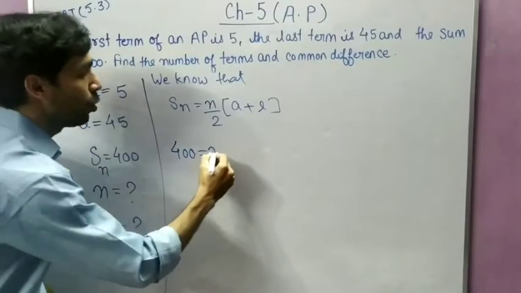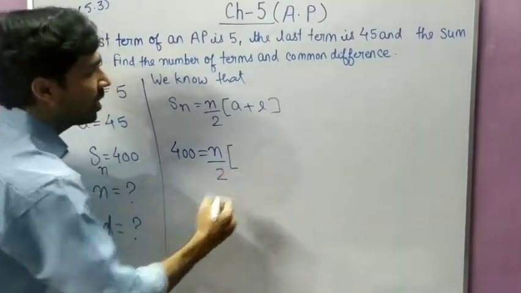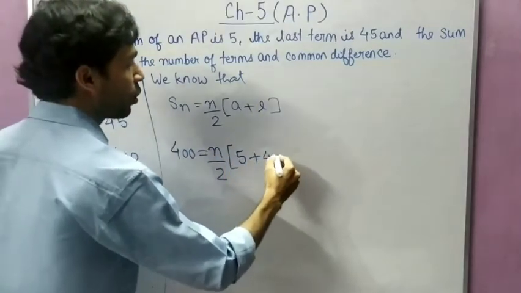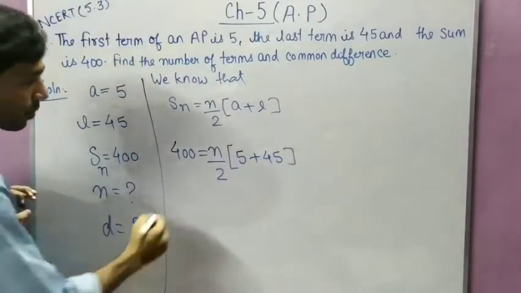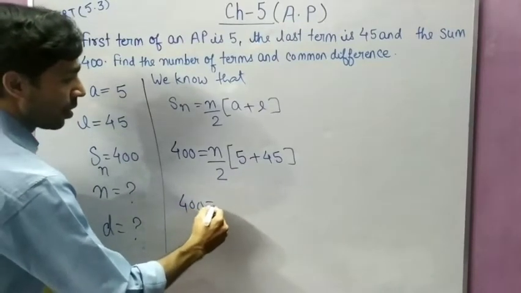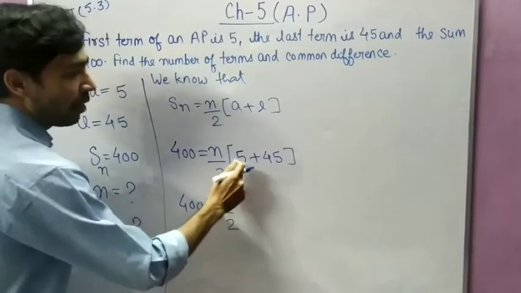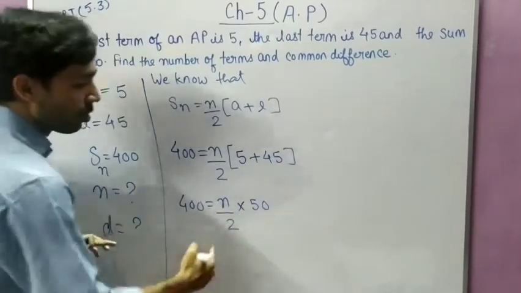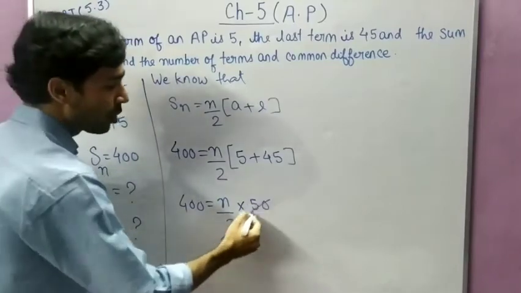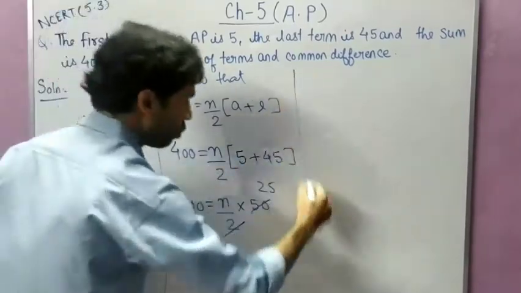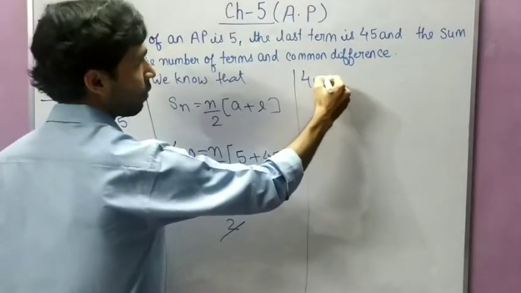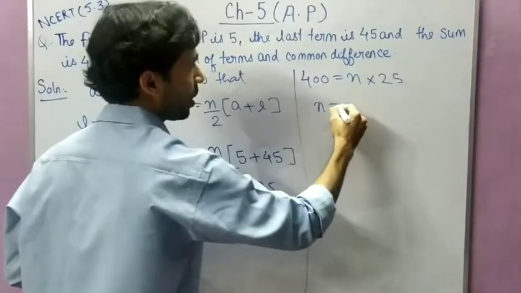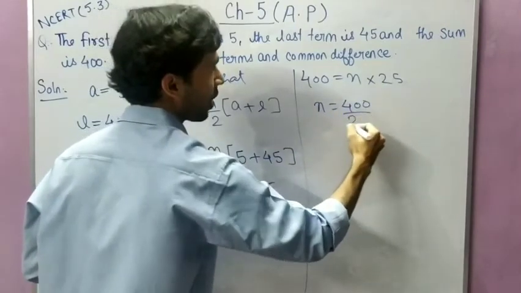Okay, and we don't know n, and in brackets the value of a is 5 and the value of l is 45. Okay. Now 400 equals n by 2 times (5 plus 45), which becomes 50. Now this 50 will be cancelled by 2 how many times? 25 times. So student, 400 will be equal to n into 25.